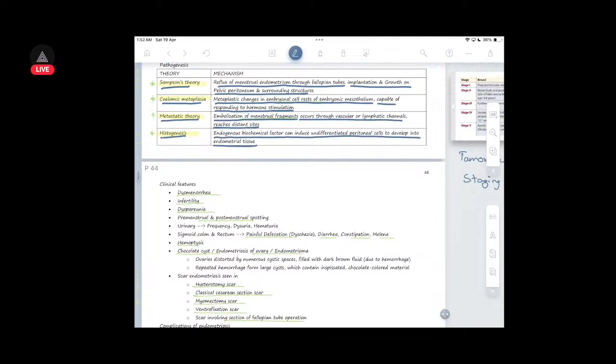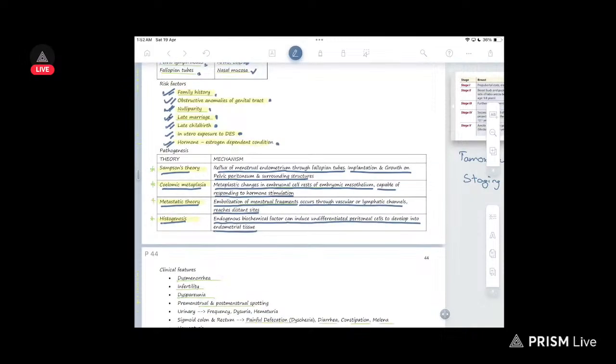Embryogenesis: endogenous biochemical factors can induce undifferentiated peritoneal cells to develop into endometrial tissue. Metastatic: transplantation of menstrual fragments occurs through vascular or lymphatic channels. It goes to other places and it will implant. It explains brain, kidneys, and all.